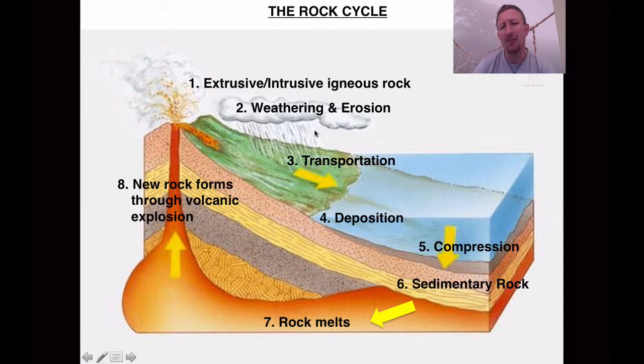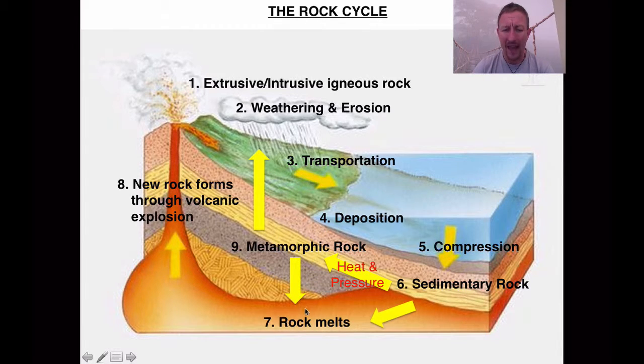Now, the sedimentary rock or the igneous rock could undergo heat and pressure. Now, obviously, we know that heat and pressure goes to produce the third type of rock, which is metamorphic rock. Now, again, that metamorphic rock can then be pushed up to the surface, or it can be melted. If it's pushed up to the surface, again, we go through weathering and erosion, and the whole thing starts again, or it can be melted and then come up through a volcanic eruption.